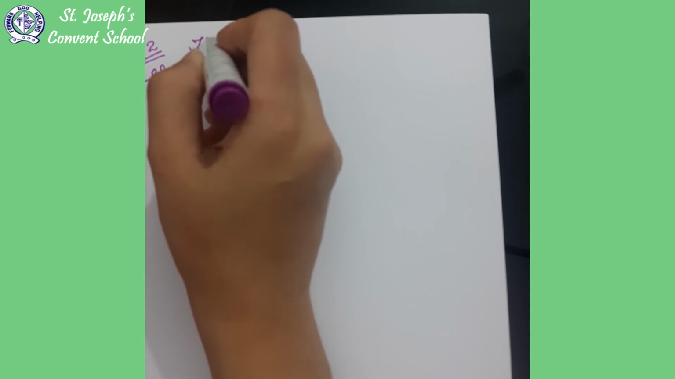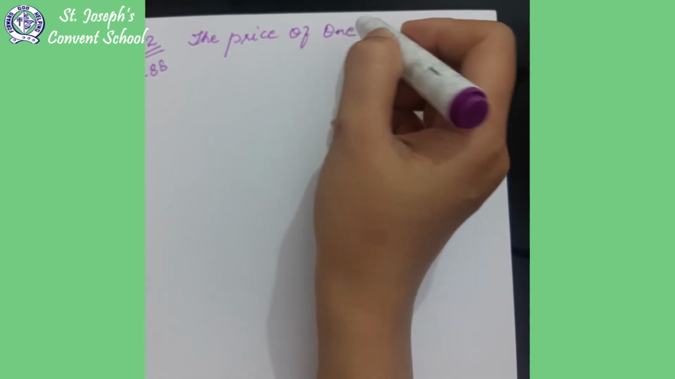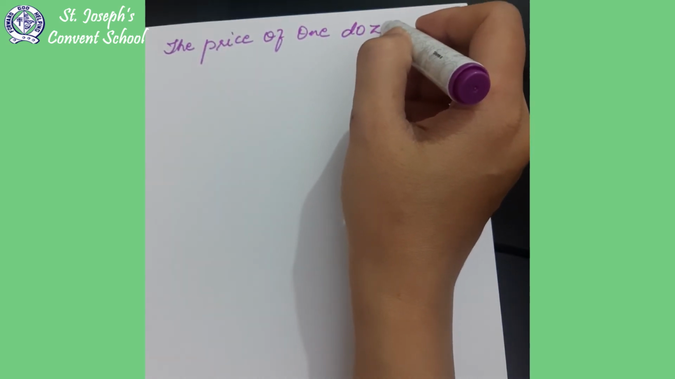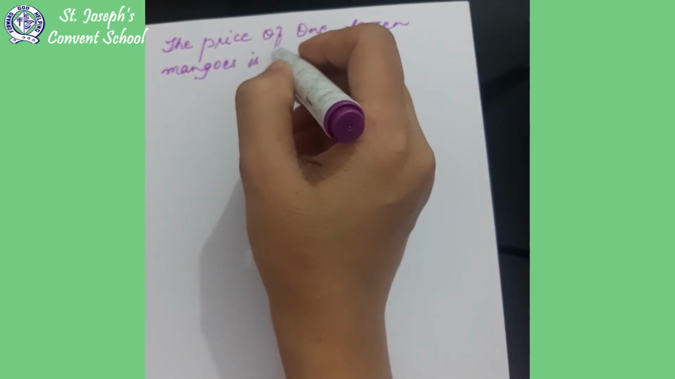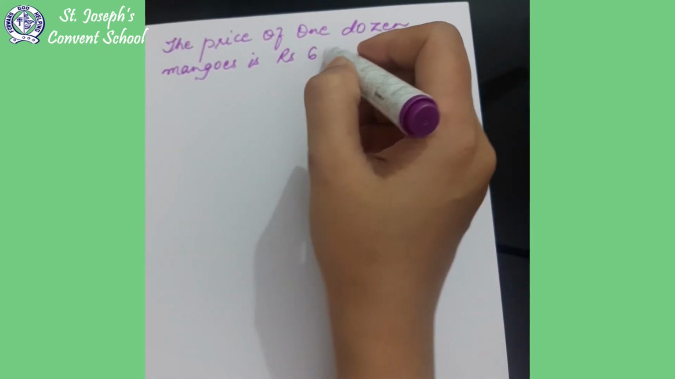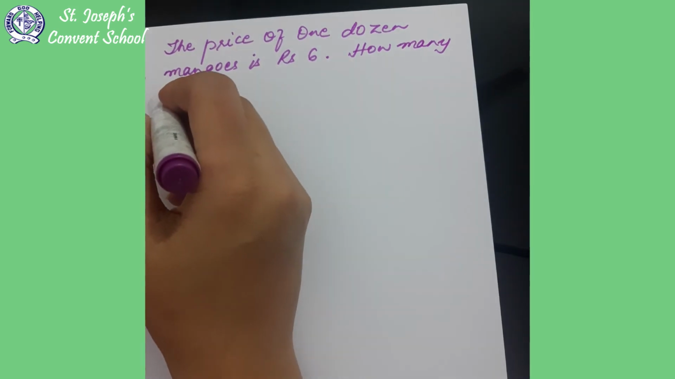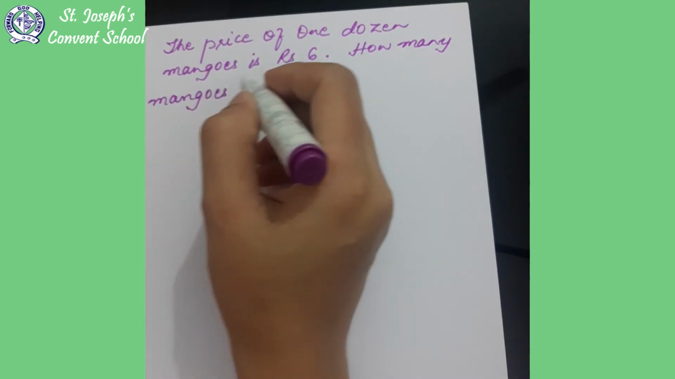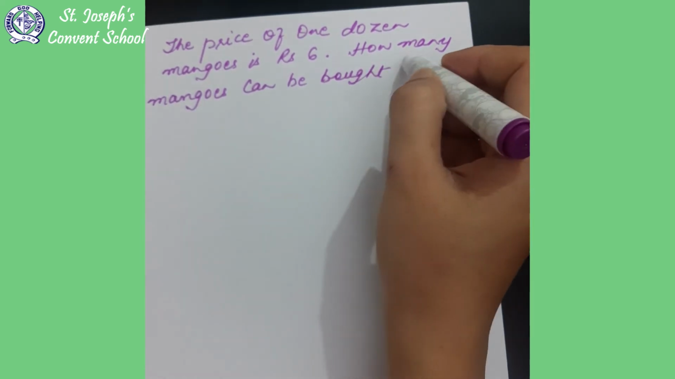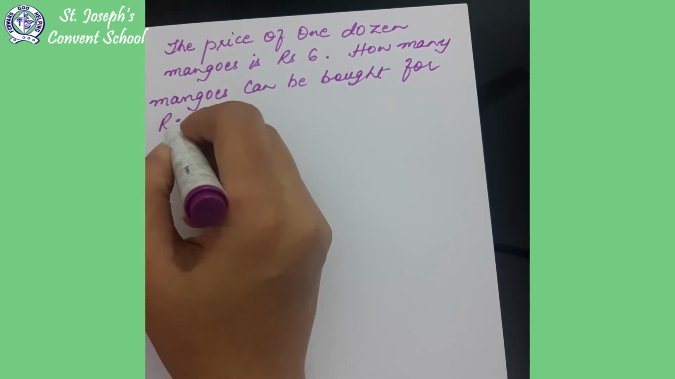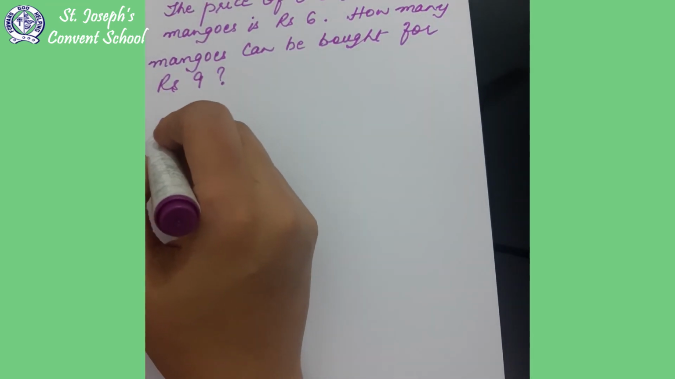Now the price of one dozen mangoes is rupees 6. Okay. How many mangoes can be bought for rupees 9? Okay. This is a question. So let's solve it. Same way we will solve it.